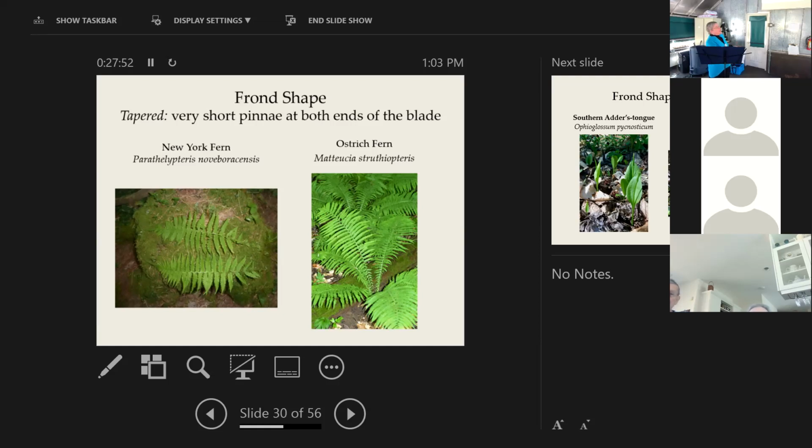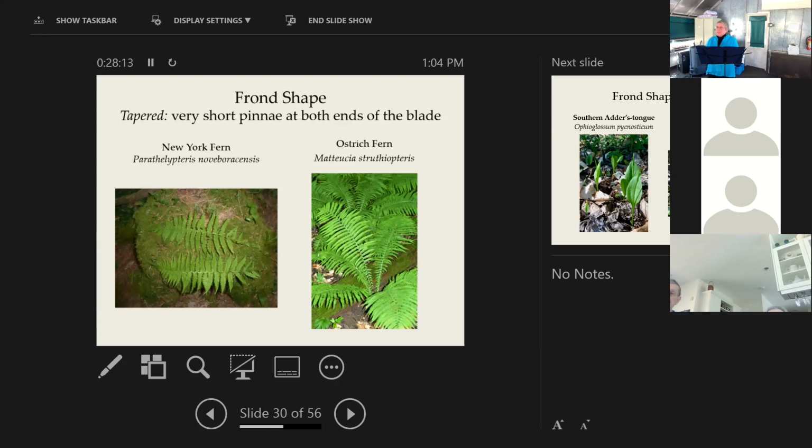Now, some people remember New York fern, that it's tapered at both ends, by saying, okay, if you go to New York City, you stay up late at night, you do all kinds of cool things, you spend all your money, you burn your candle at both ends. New York fern is tapered at both ends. So anything that helps you remember is good.